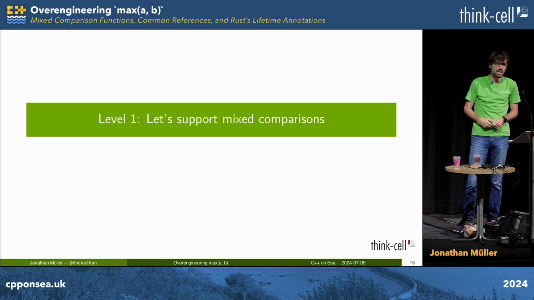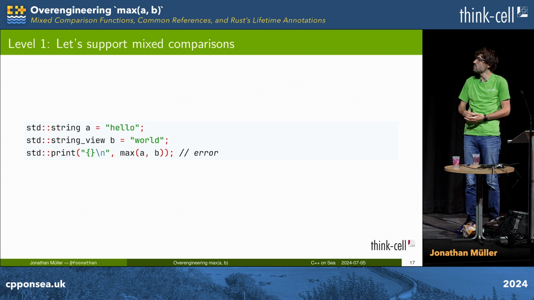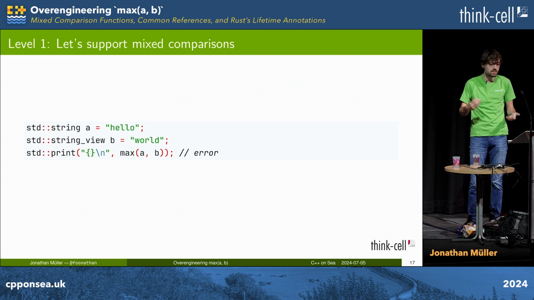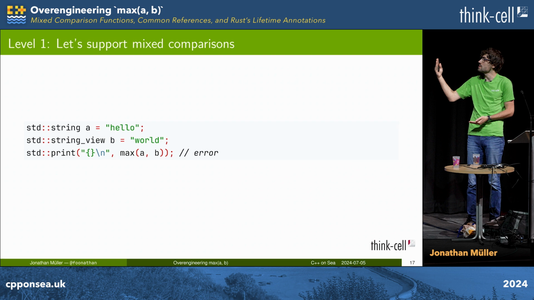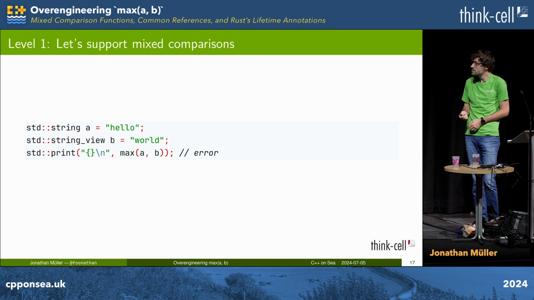Because our function takes a single template argument T, code like this doesn't compile. We've got a string and a string view, and we want to find the maximum. This is an error, because there is no single type T that works. We pass in two different types. It's easy to fix though.